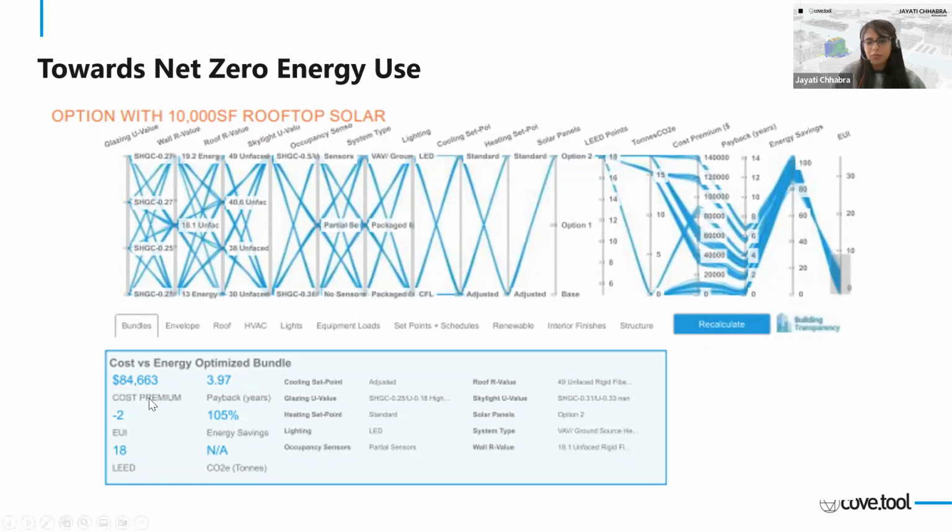It's a bit blurred, but you can see that it's around 84,000. But you can also look at the payback. So at a first look, you might think that's a lot of money added to the project, maybe I do not want to go for it. But when you look at the payback period, it's actually not a bad option.